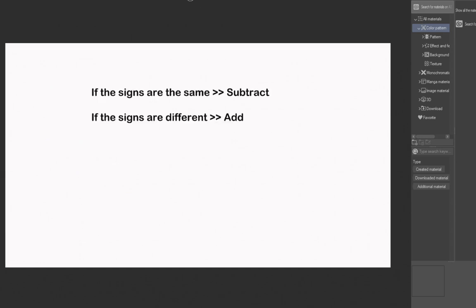So the extra thing we've learned today is that, from what we learned last lesson, we knew that if the signs are the same, you subtract. So you have the same number, but you either have a plus and a plus or a minus and a minus, then you subtract and it will disappear. But if the signs are different, then you need to add and they'll also cancel out.